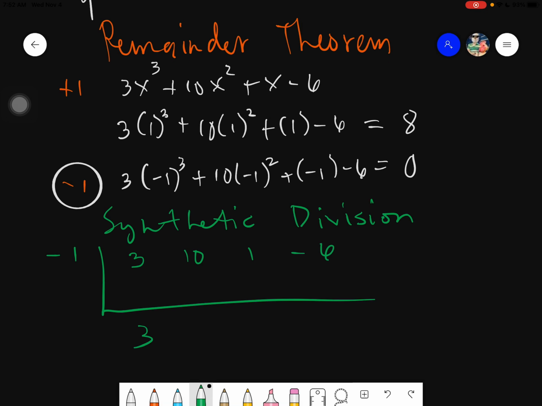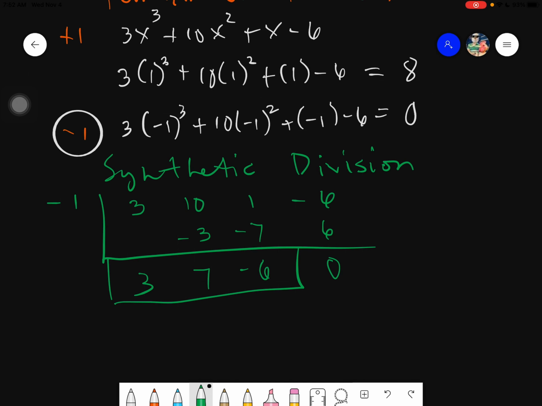This would give you 3. This would give you negative 3. This will give you 7, I guess. 7. Negative 7. This is negative 6, positive 6, and 0. So this would be your answer, giving you your new polynomial to be 3x squared plus 7x minus 6, and of course you have a remainder of 0.